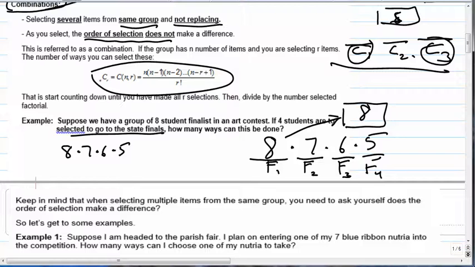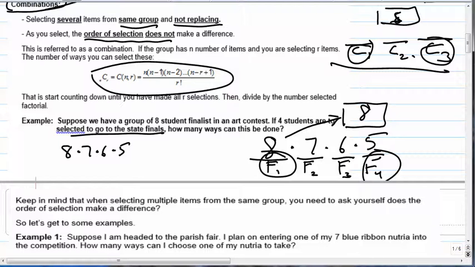Since this is a combination, I don't care when somebody got picked. If you were first, you went to the finals. If you got picked fourth, you went to the finals. No matter when you got picked, you were labeled the same. You're going to the finals. Well, I picked 4 things. I don't really care about the order in which I picked them.